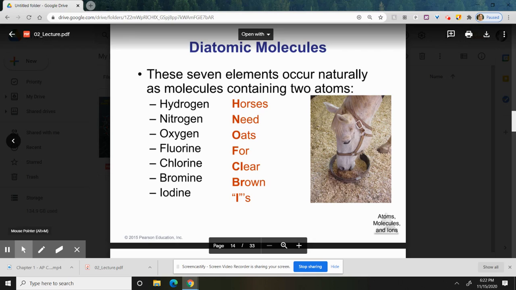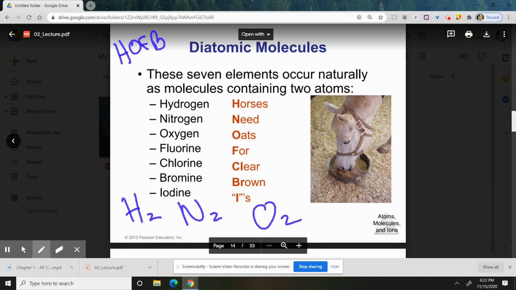You've got the 7 elements that do not exist by themselves, right? Hydrogen, nitrogen, oxygen, fluorine, chlorine, bromine, and iodine. Remember, they will never be written just by themselves. It'll always be H2, N2, O2, and so on and so forth. A couple of different ways you can remember this: there was the mnemonic "horses need oats for clear brown eyes." There was also HOFBrINCl, if that helps you more.